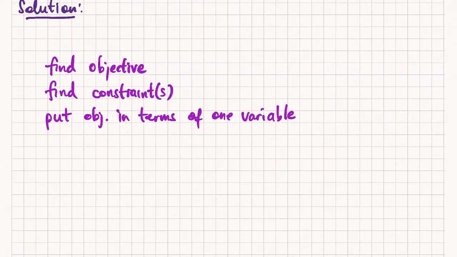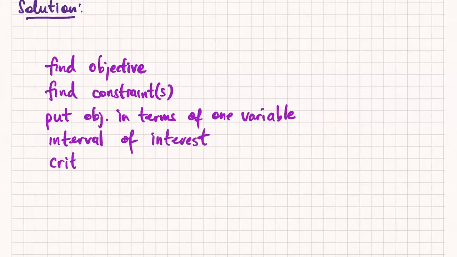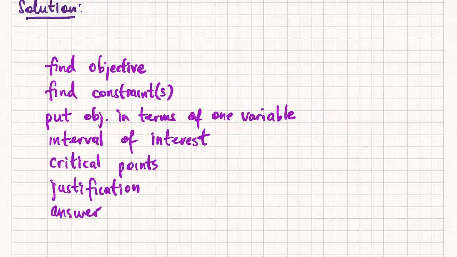So what else is there to this problem? You guys kind of have the first half of the problem almost. The interval of interest. Substitute into objective. That's part of that, right? Put objective in terms of one variable, so that's kind of already there, Jessica. Then you need critical points. Then you need justification. And then you need the answer. And at the very beginning, you might have a diagram to help you.